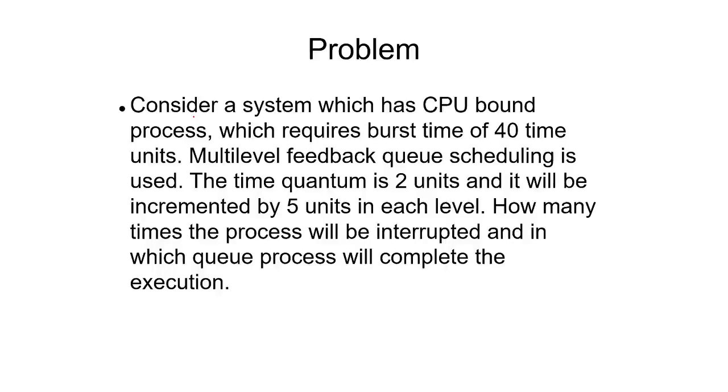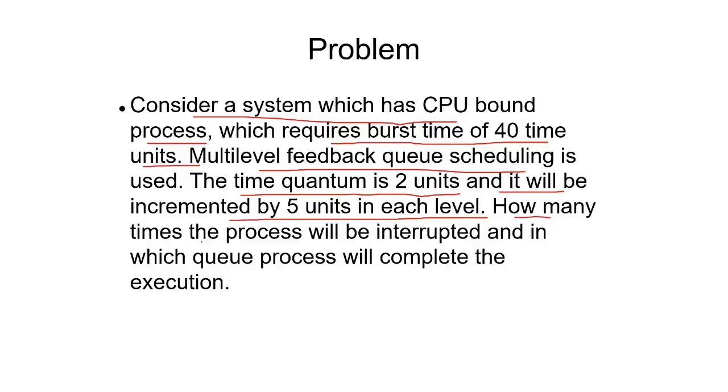They are given the problem. Consider a system which has a CPU bound process which requires a burst time of 40 time units. So one process has come with 40 units. Then apply multi-level queue scheduling. The time given is 2 units at the lowest level, and it will be incremented by 5 units in each level. So how many times will the process be interrupted, and in which queue will the process complete the execution?